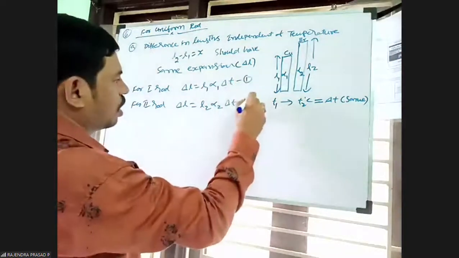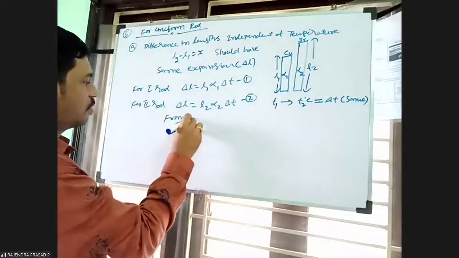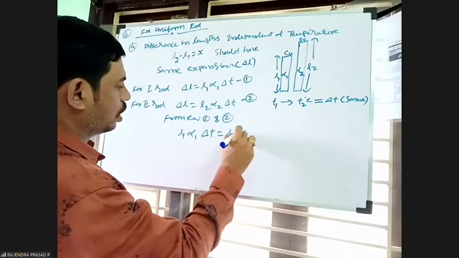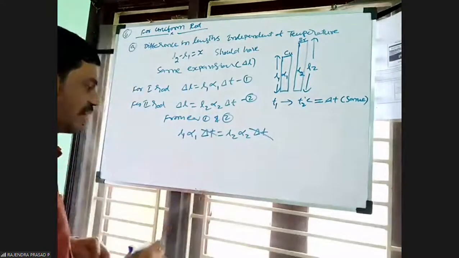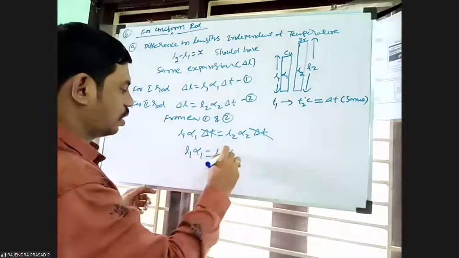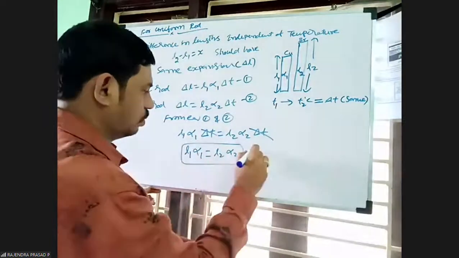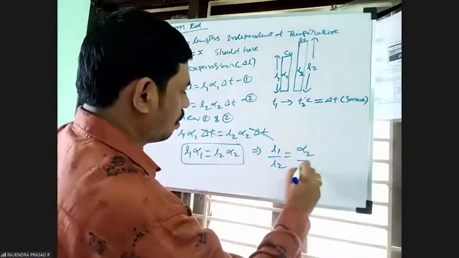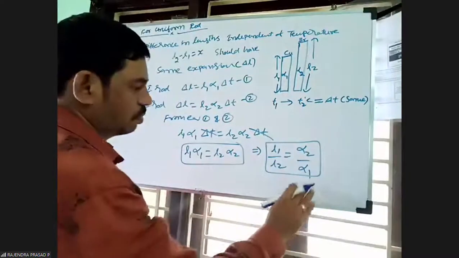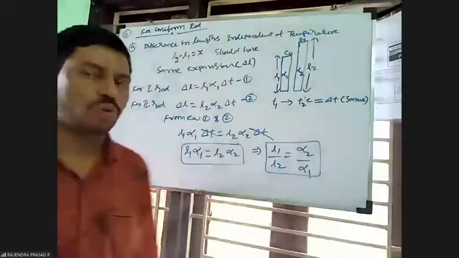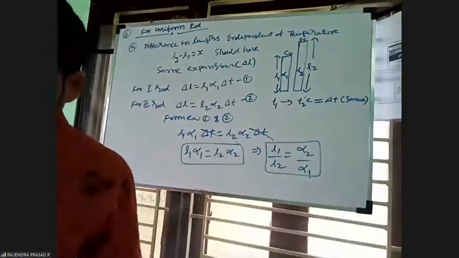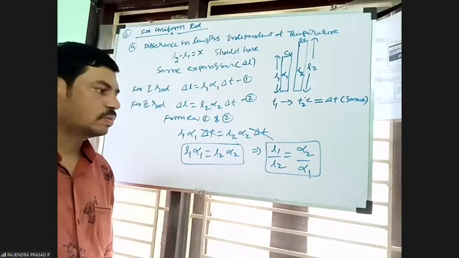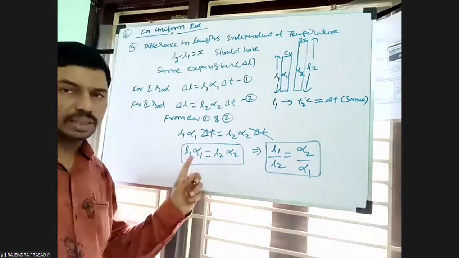So from equations 1 and 2, L1 alpha 1 delta T equals L2 alpha 2 delta T. Delta T gets cancelled, so L1 alpha 1 equals L2 alpha 2, or L1 by L2 equals alpha 2 by alpha 1. Sir, L is inversely proportional to alpha. L is inversely proportional to alpha because the product is constant.